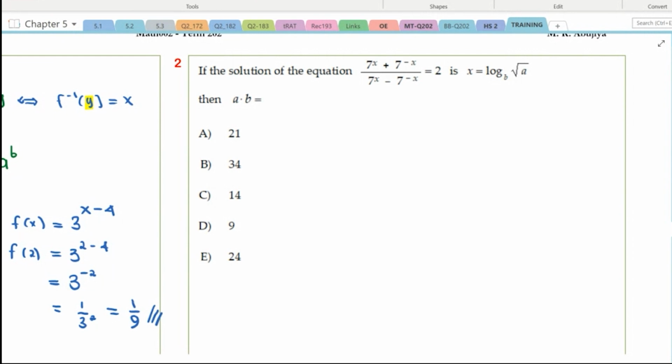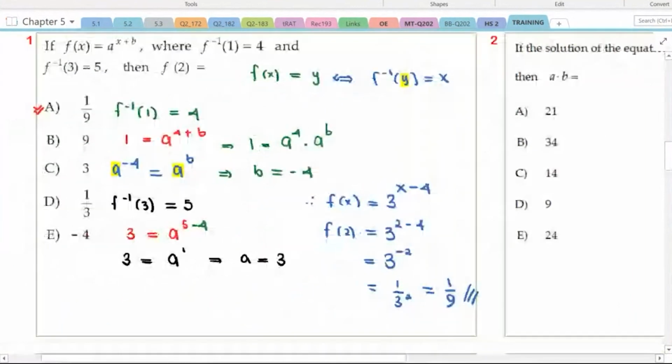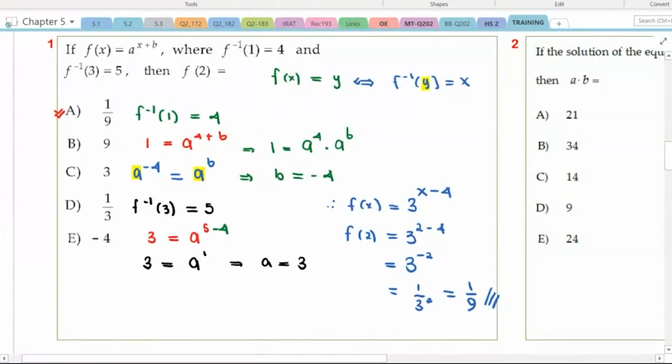Doctor, in the first, can we say that 8 to the power 0 is the same as 1? So 4 a to the power of 0 is equal to 1. That is true. So 4 plus b will be equal to 0. That is right. So does it work all the time or just in this case? It depends on the question. Oh, okay, thank you. You're welcome.